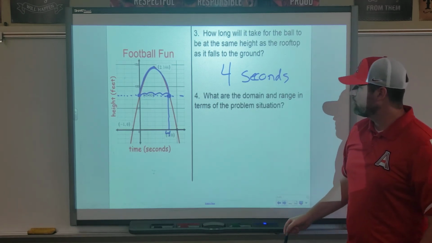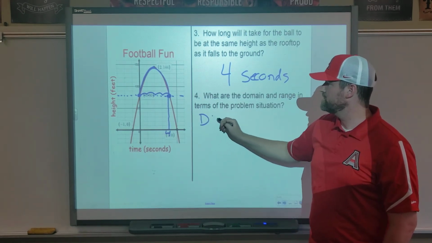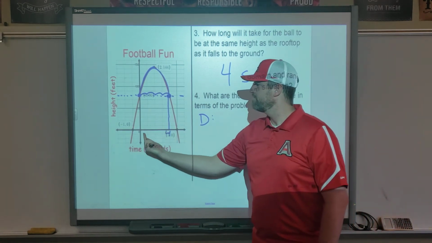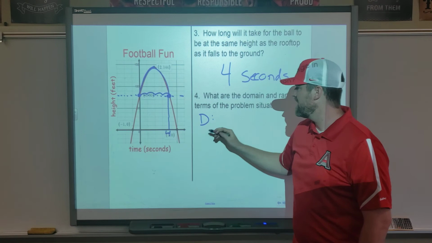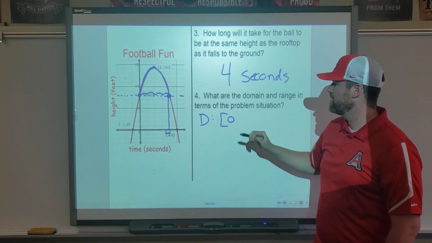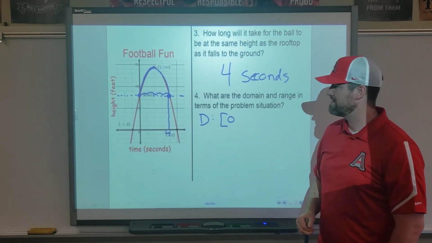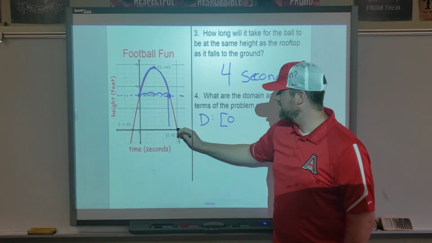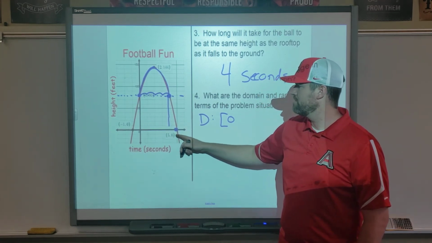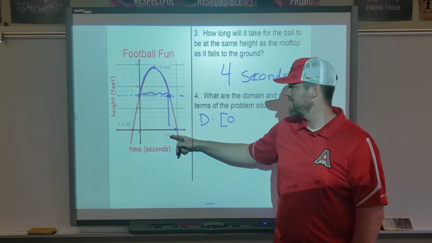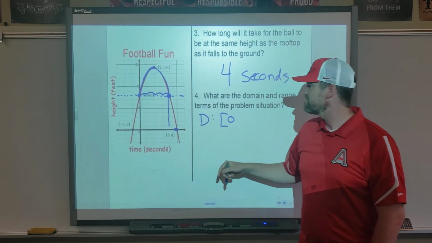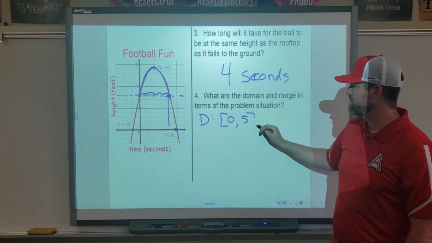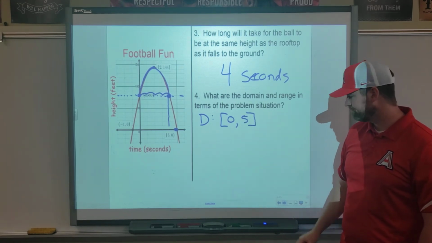Finally, the domain and range of the problem situation. Domain is all of the x values that make sense. For time, we're not going to go back in time, so we're going to look at the time where he released it from, which was at 0 seconds. And then I kind of covered this up, but this point right here is 5, 0, which means the football hit the ground after 5 seconds. So the flight of the football went from a time of 0 seconds to a time of 5 seconds.